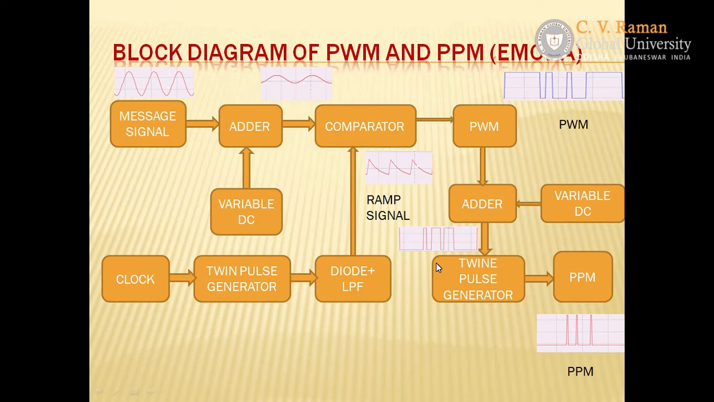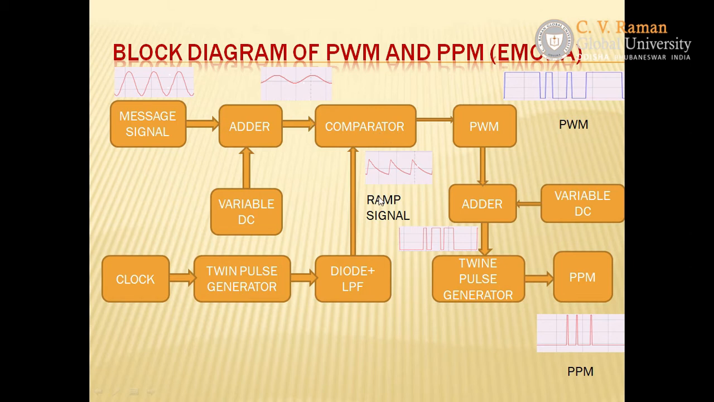Now if you see the PWM and PPM block diagram that we are using in the Emona trainer, you can see there is some difference between the actual block diagram and the block diagram we are using in Emona, but the output will be PWM and PPM. So what we are doing here, we are taking a message signal, then we are taking a variable DC, and we are giving these two signals to an adder. So this adder output you are getting here, message plus variable DC. Then there is a comparator. To this comparator you are giving the ramp signal and this adder output.